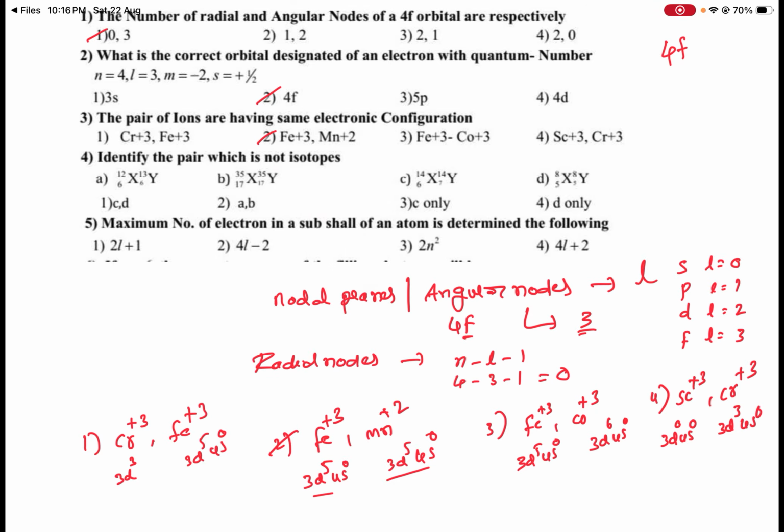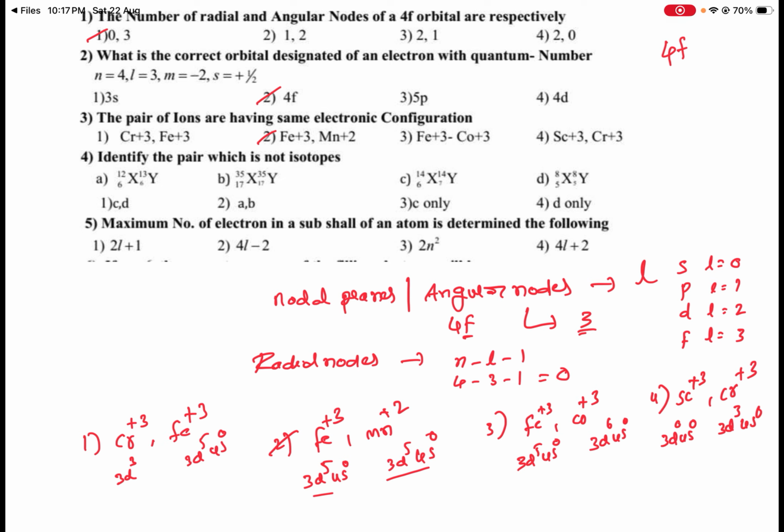The same question is asking for the same options: which of the following pairs has the same magnetic moment? Mu is equal to root of n into n plus 2. Here 5 unpaired electrons are there, and the maximum magnetic moment is also exhibited by these two ions, that is Fe plus 3 and Mn plus 2. Okay, so this is the right answer.